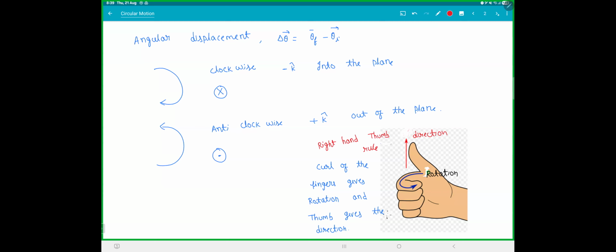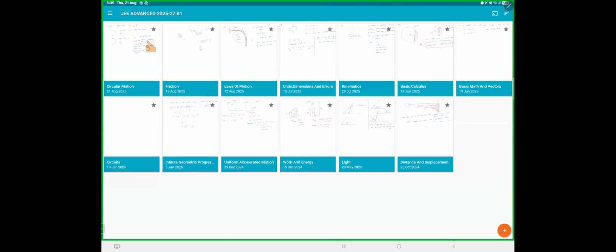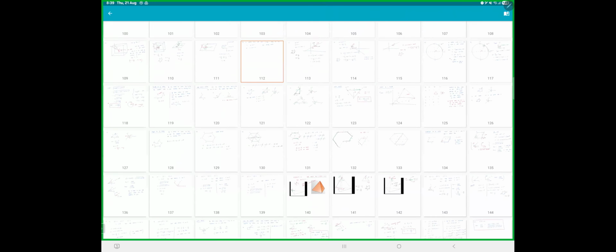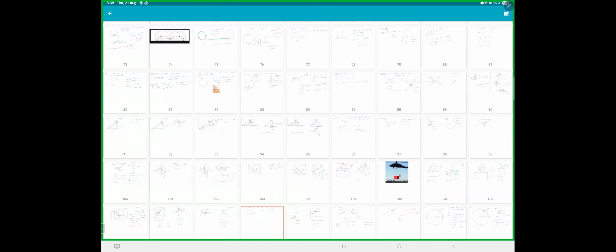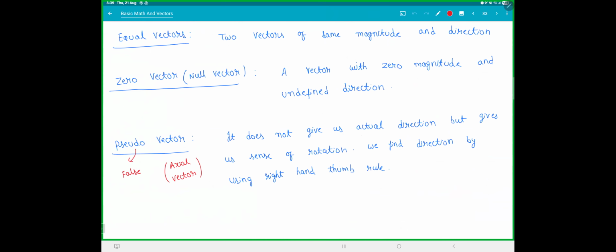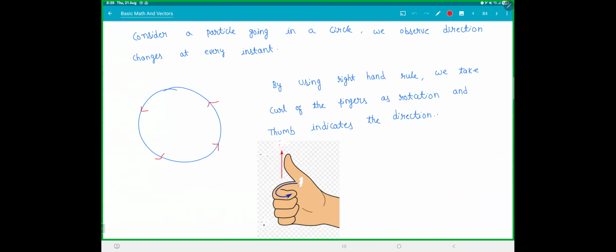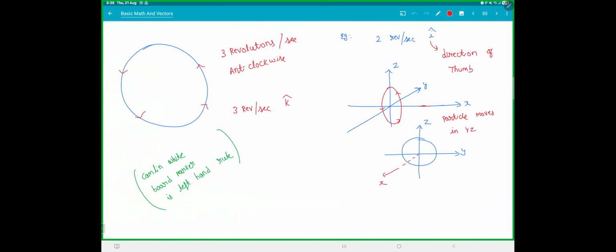If you see in detail, we have done this in vectors. There, if you see, it is the same picture I used there, pseudo vectors and actual vectors. So we take the curl of the fingers as the rotation and the thumb indicates the direction. If you see, we have taken different examples also. So the thing is, whenever rotations are involved, it's the same thing.